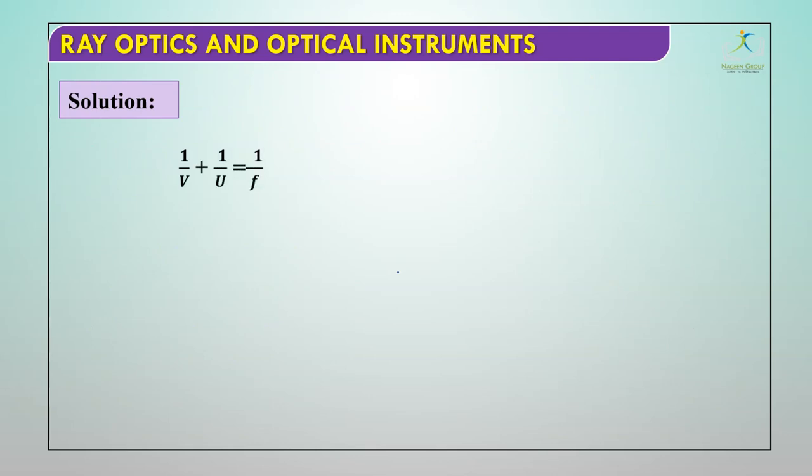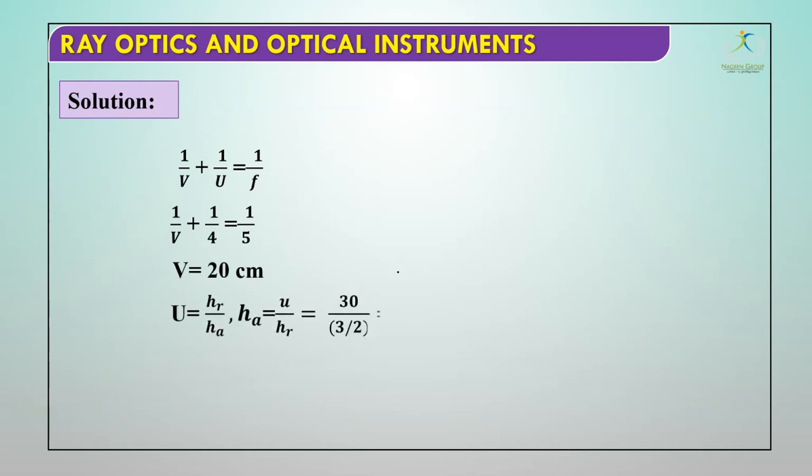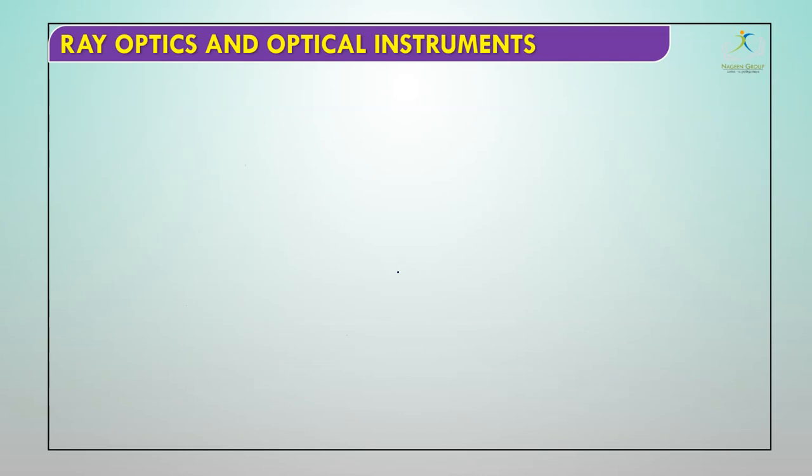Solution: we have 1 by v plus 1 by u is equal to 1 by f. 1 by v plus 1 by 4 is equal to 1 by f. So v is equal to 20 centimeter. And u we can get by the value of v. So from here u is equal to 20 centimeter. From that we can say the correct option is 2.